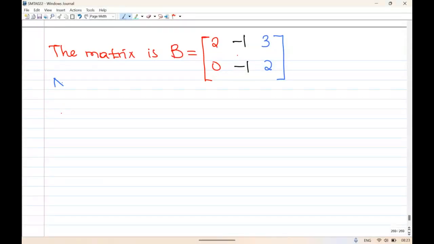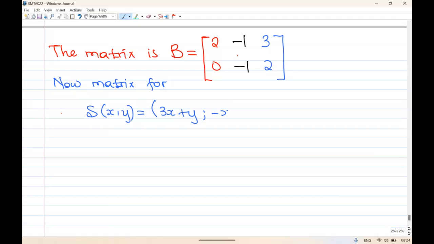Then now, for the new matrix, remember you have that S of X and Y will be equal to, that map of S is what? Is 3X plus Y, minus X plus Y. Please check if I wrote everything correct there. Correct? Yes. So you do the very same thing for S of E1.